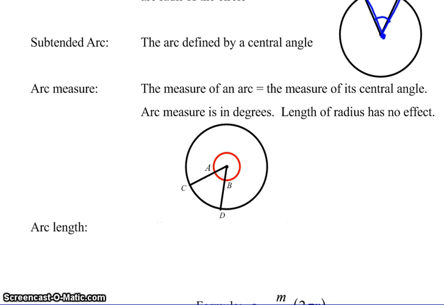First, I have the smaller circle, the red circle, and I have arc AB. Then I have arc CD, which is on the longer circle, and what I know is that the measure of arc AB is also equal to the measure of arc CD because they share the same central angle.